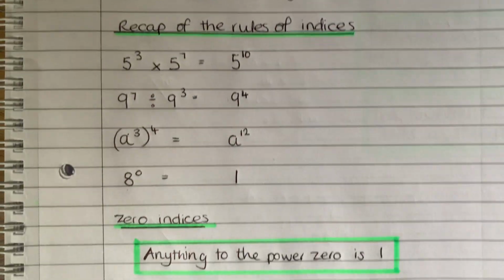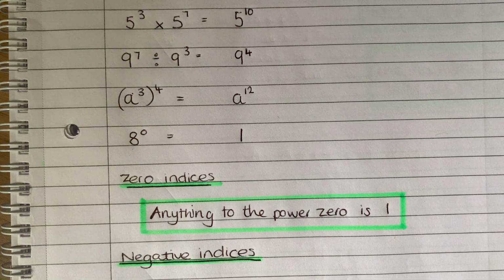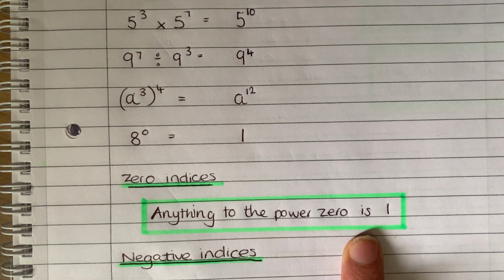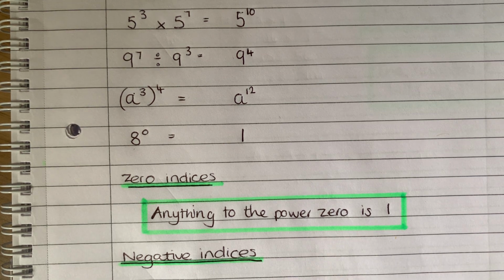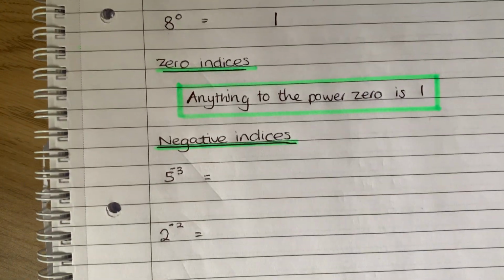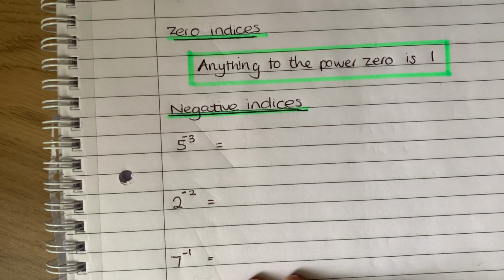Okay. Now, zero indices, so we said today we're going to look at zero and negative indices. Anything to the power 0 is 1. So that could be 53 to the power 0 is 1. T to the power 0 is 1. Okay, everything to the power 0 is 1. Right. Now we're going to look at negative indices.